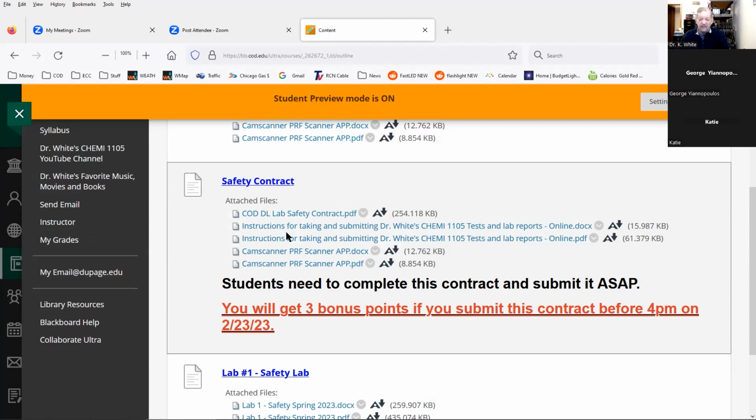I have instructions here, both as a Word doc and a PDF file, on how to do that. If you don't have a scanner but you do have access to a cell phone, there are instructions where you can do it directly, or you can use the app CamScanner and use the free version. You don't need the paid version. So please get the safety contract uploaded as soon as possible.